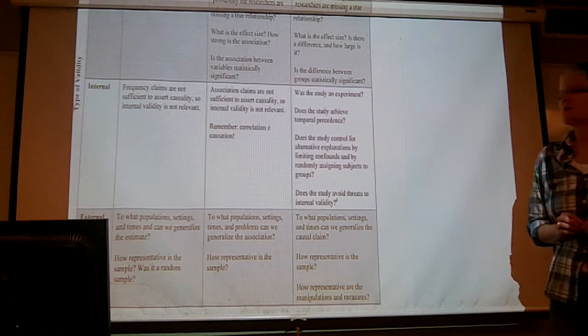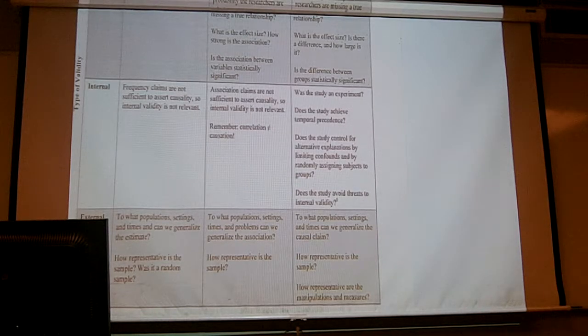Does the study control for alternative explanations by controlling confounds? This is the third variable issue, right? Have they effectively eliminated other possible interpretations for changes in the dependent variable aside from changes in the independent variable?